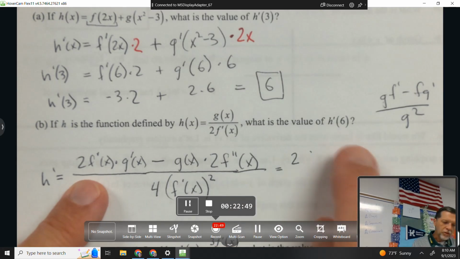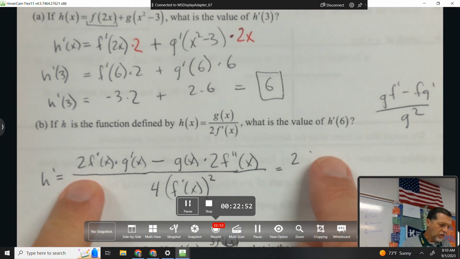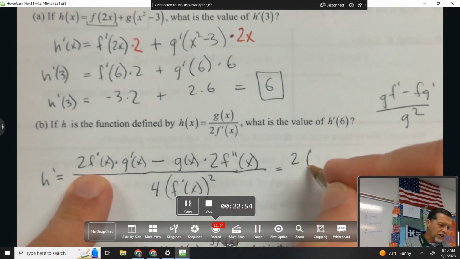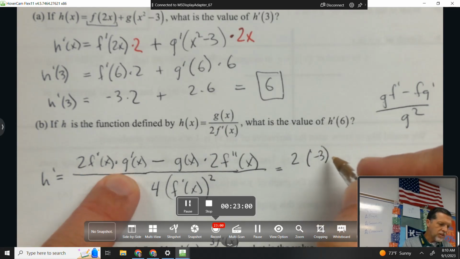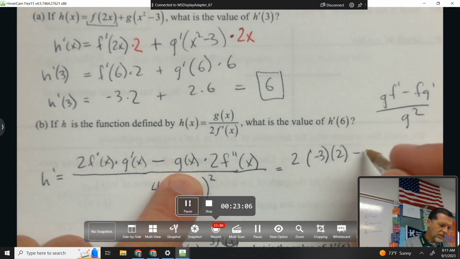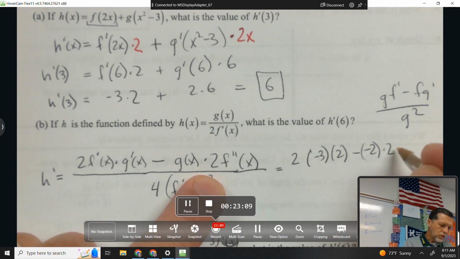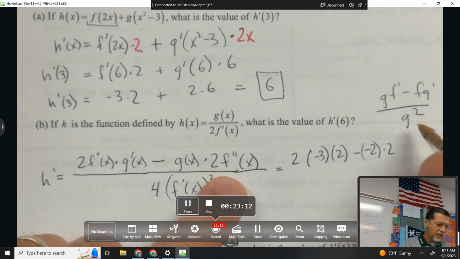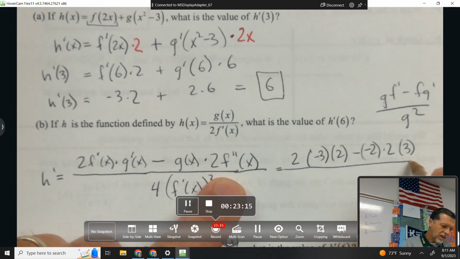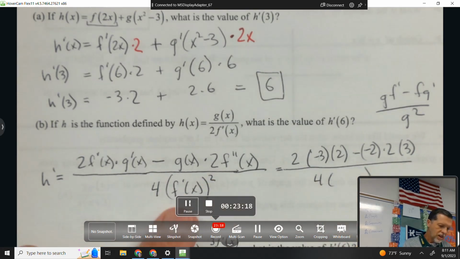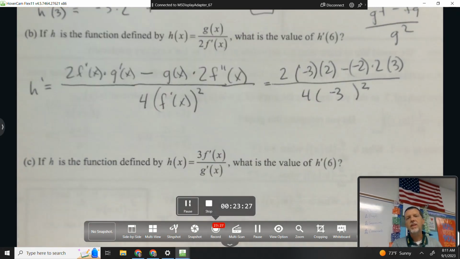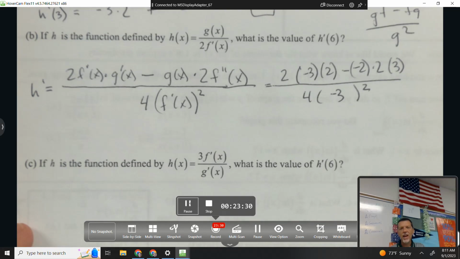Do you want to try to do this kind of on the fly? So F prime at 6. So I can go to my table. F prime at 6 is negative 3. G prime at 6 is 2. G of 6 is negative 2 times 2. F double prime at 6 is 3, all over F prime at 6 is negative 3 and then square it. And then safe stop so you don't mess up anything else. Signs and numbers and whatever.